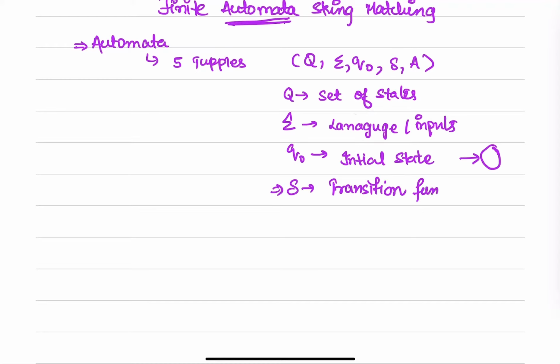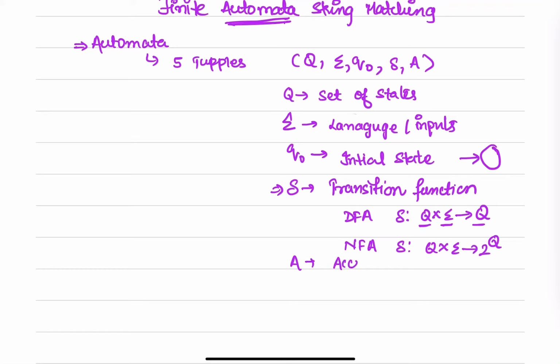So if I talk about DFA, the transition function delta is nothing but Q cross sigma gives you Q. It means from a state, taking any input, you will reach another state, right? Whereas if you talk about NFA, that's not important, but for the basics, I'm telling you, it is Q taking sigma, you can reach 2 power Q. That is non-deterministic finite automata and so on. And the last one is A, that is your accepting state, and this accepting state is represented by a double circle. So these are the important things, the five tuples. Any automata is defined by these five tuples.